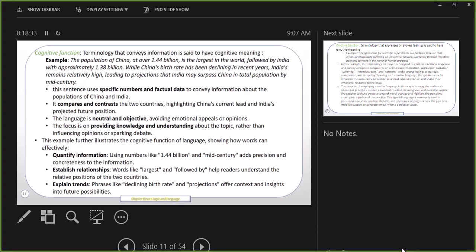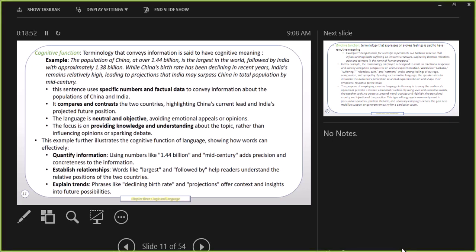What is the essential feature of the terminologies used in this particular passage? Is it emotively charged or cognitive function? Cognitive. Why? Because it's trying to express numbers, facts, data, numbers, right?